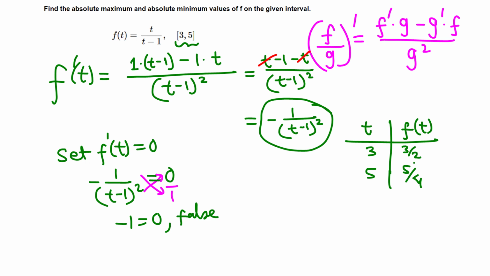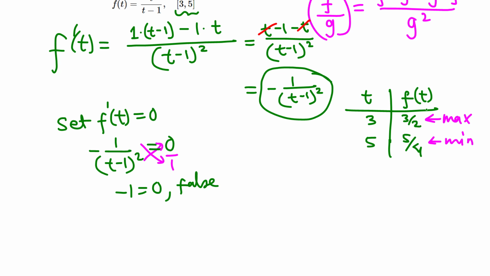Now we got two values, 3 halves and 5 fourths. We are asked to find the absolute max and min. This is 1.5 and this is 1.25. So this is max, because 3 halves is bigger than 5 fourths. This is min. And those are the only values here, so we can say those are the absolute max and absolute min.